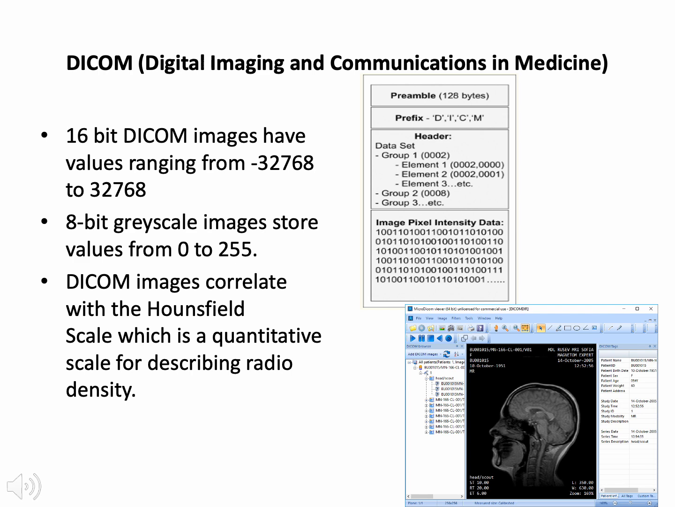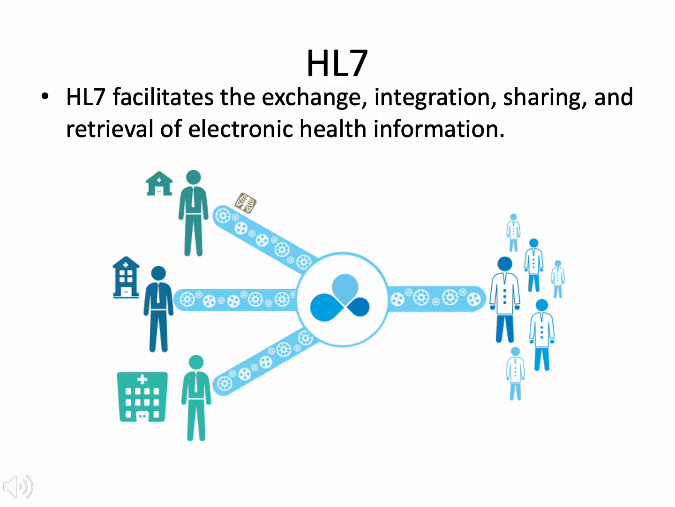HL7, or Health Level 7, is a globally recognized framework of standards designed to enable seamless data exchange across different healthcare systems. It provides a common language for structuring and transmitting clinical and administrative information so that hospitals, laboratories, pharmacies, and other healthcare entities can communicate effectively, even if they use different software platforms.